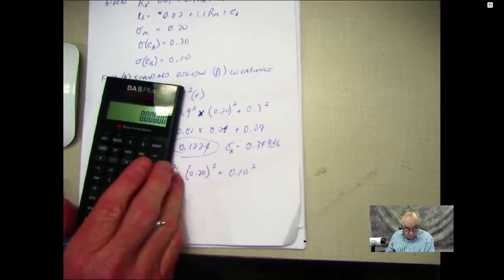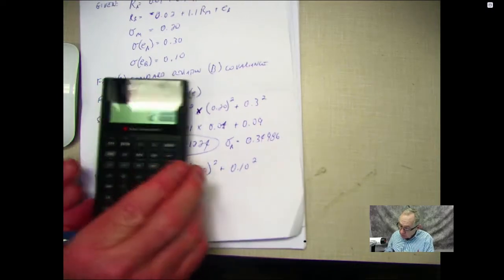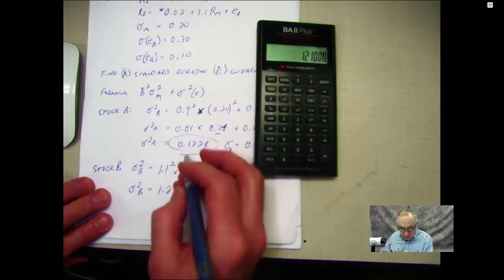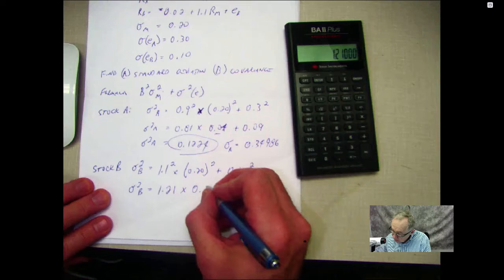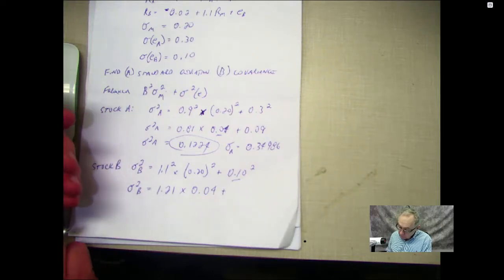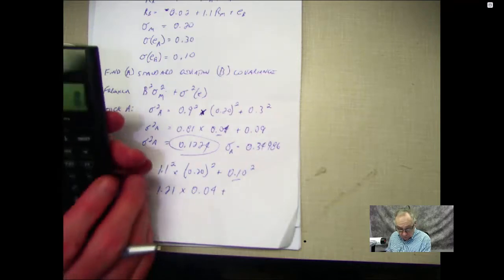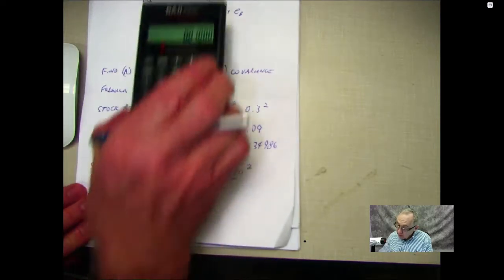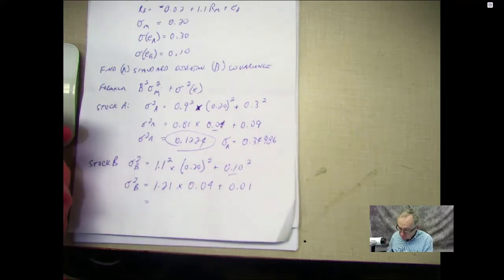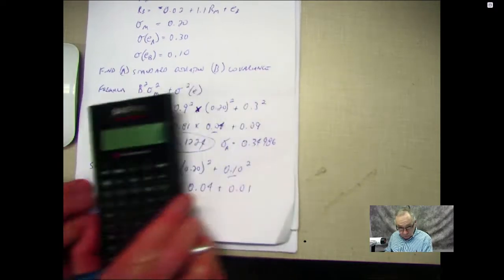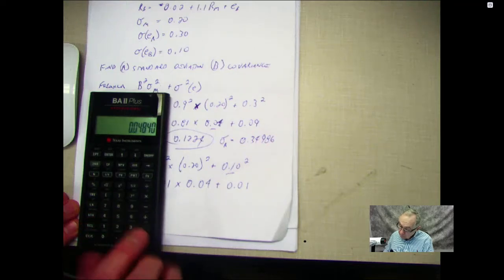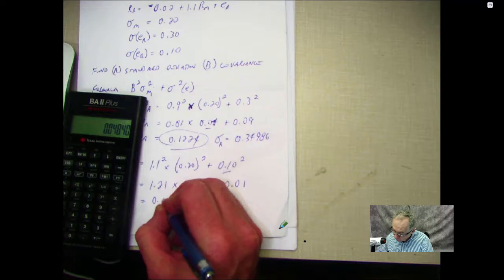Then 1.1 squared becomes 1.21 times, again we could use 0.04 for some simplicity, plus now we need the square of 0.1, which is 0.01. This 1.21 times 0.04 equals 0.048.